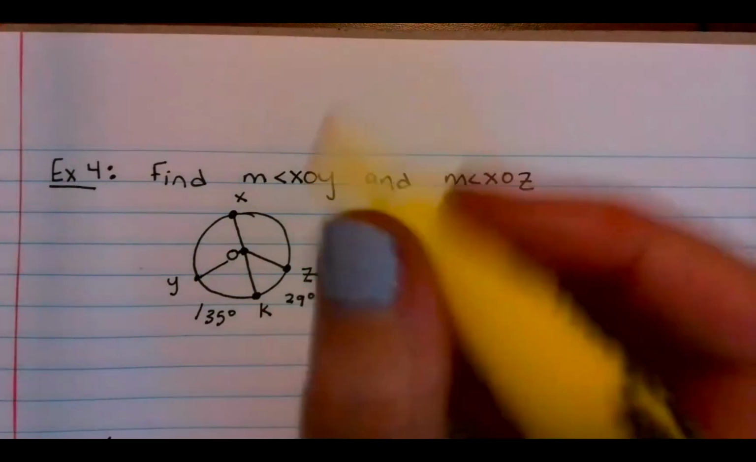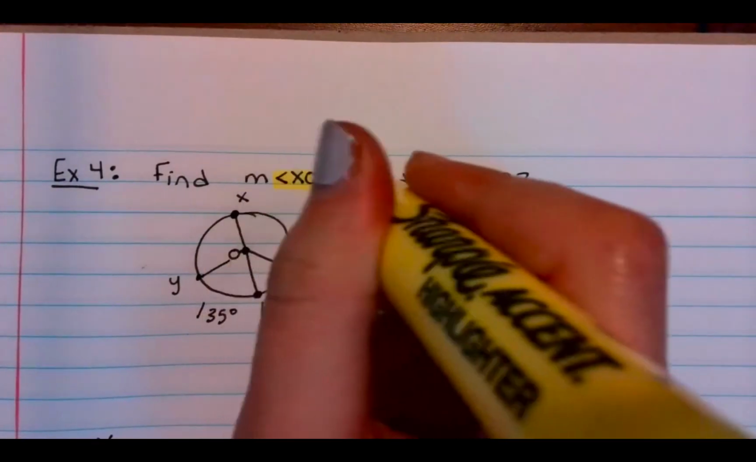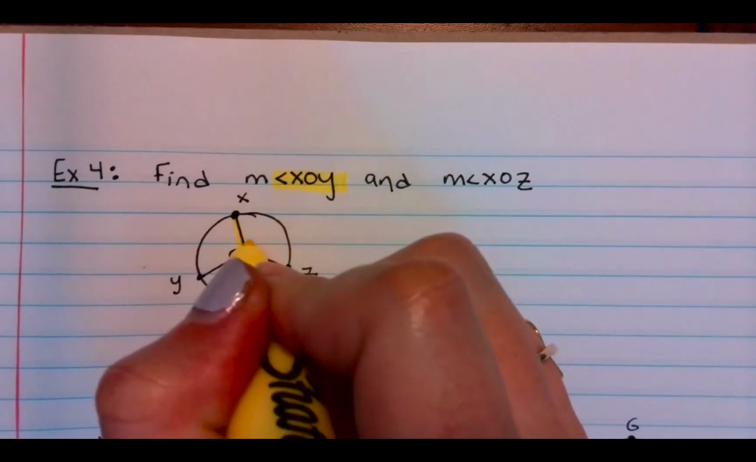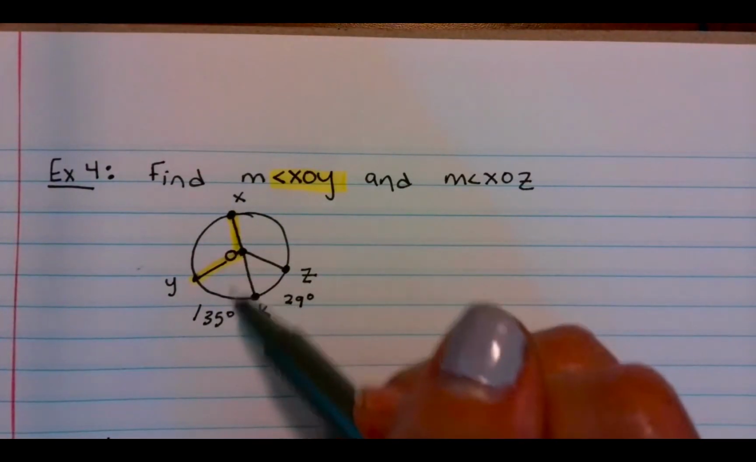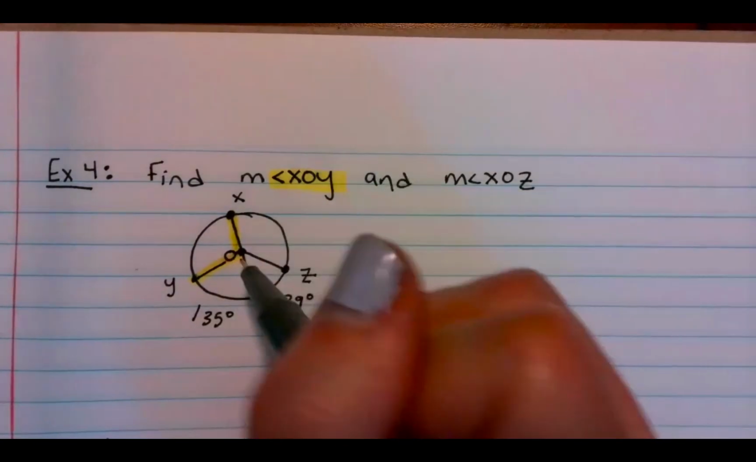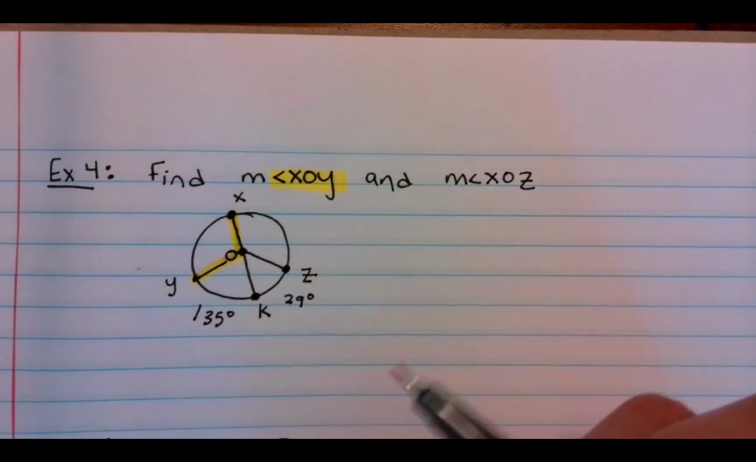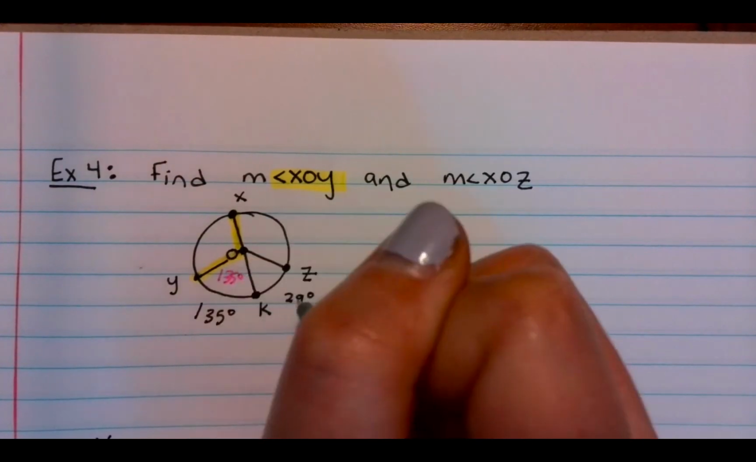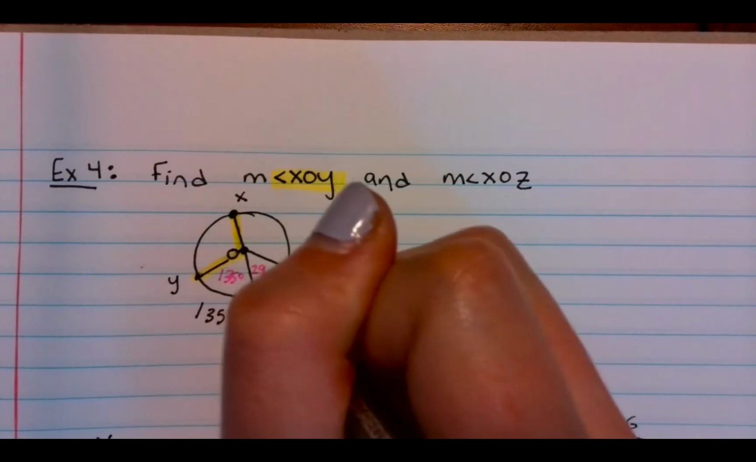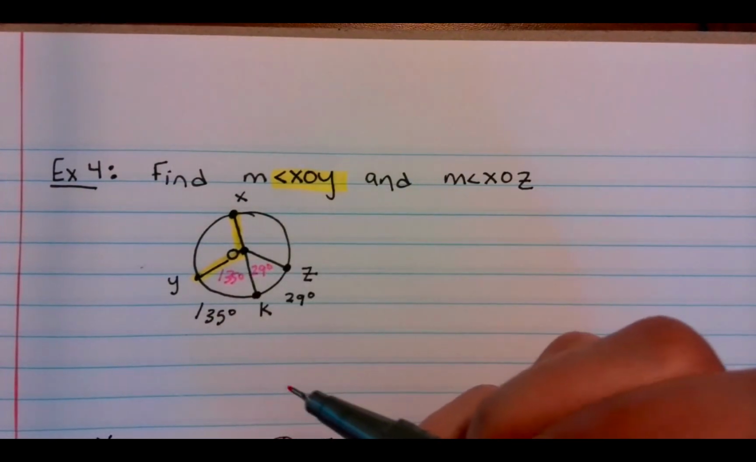Okay, so we're starting with angle XOY. That's this angle over here. The first thing I want to point out is these arc measures we've been given. We know that their angles will also be equal to those measures because these are all central angles, all with their vertices at the center there. So I know that this angle is 135 degrees. I know that this angle is 29 degrees. So anyway, just wanted to fill that in.